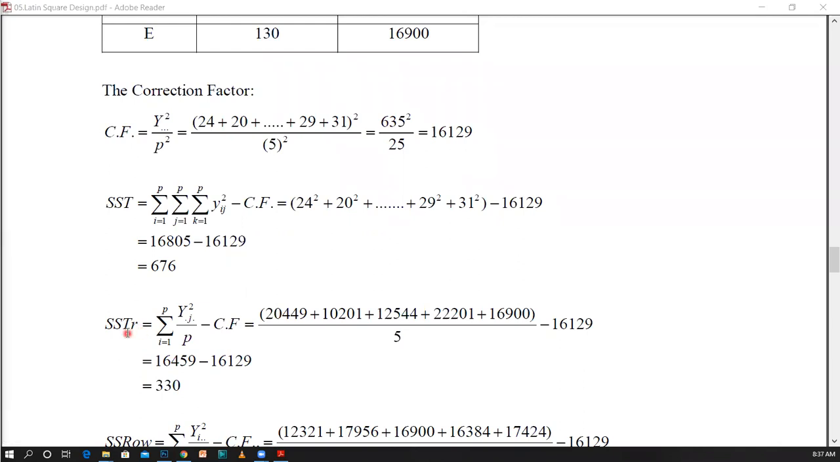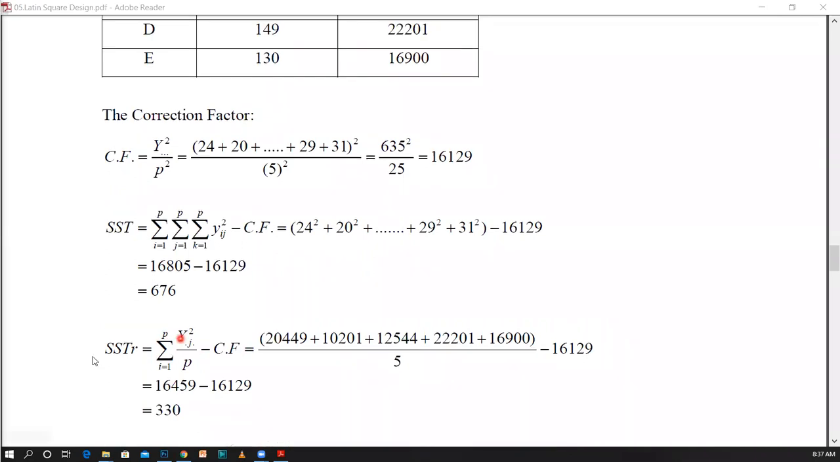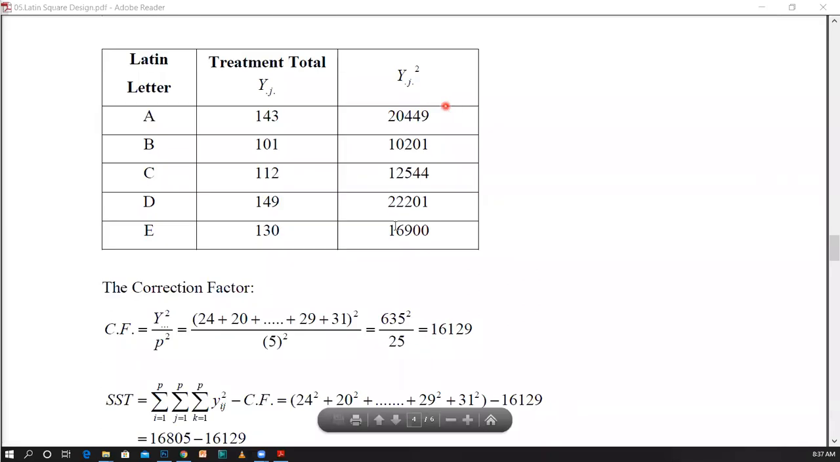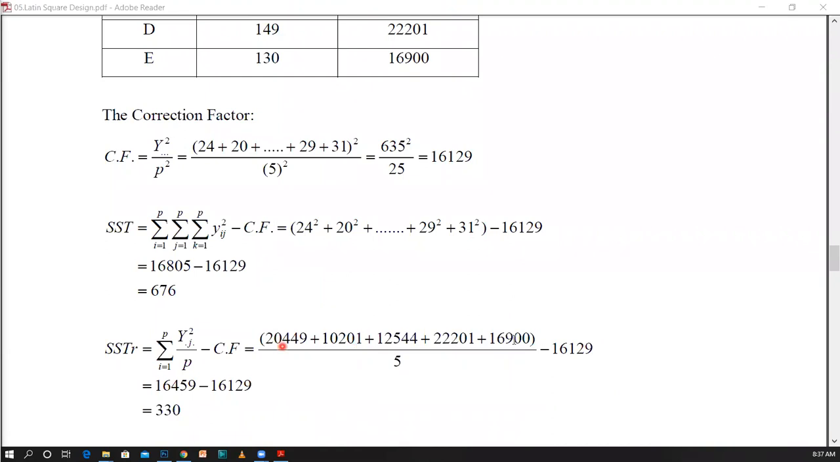To obtain the treatment sum of square, you have to sum up the square terms of the values which we have obtained for the column totals, which we have obtained for the Latin letters, since they are the treatments. Therefore, these are the square terms of the treatment totals, and you have to add those values together and then divide it by the number of levels. Always, this P is the number of levels we are having. Then this minus the correction factor gives the treatment sum of square as 330.